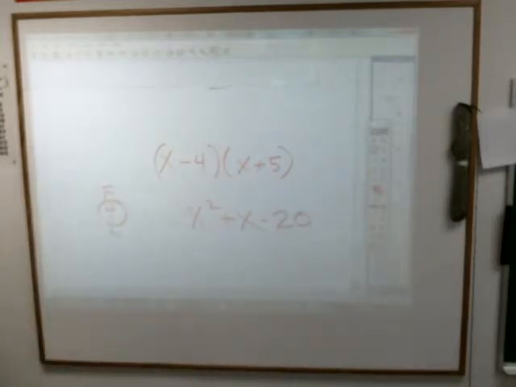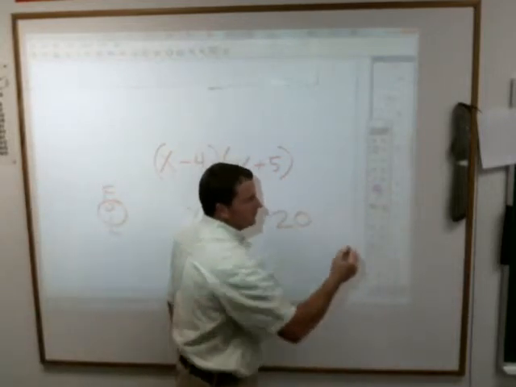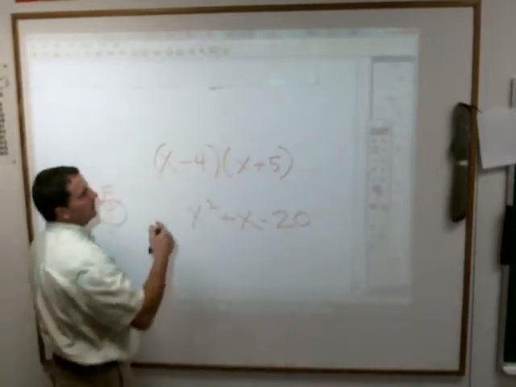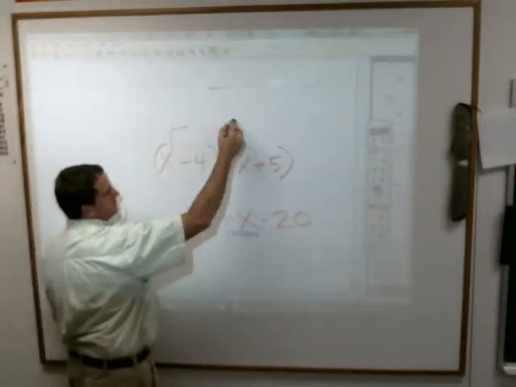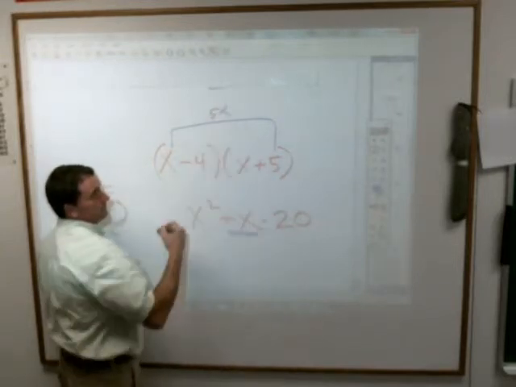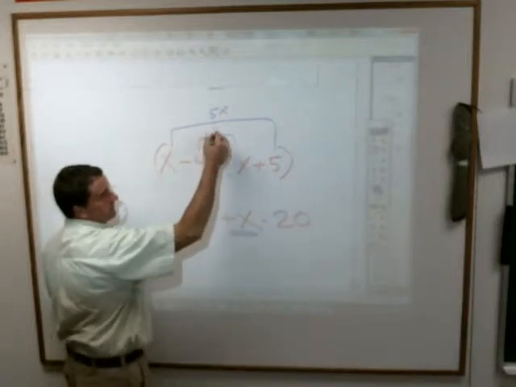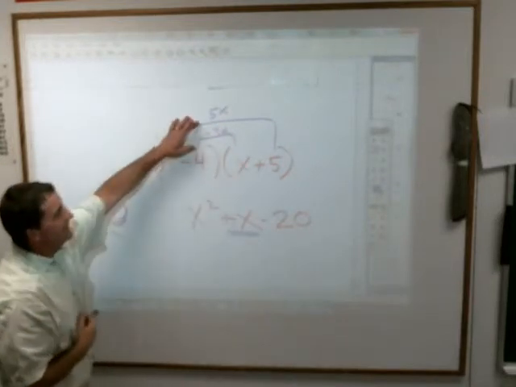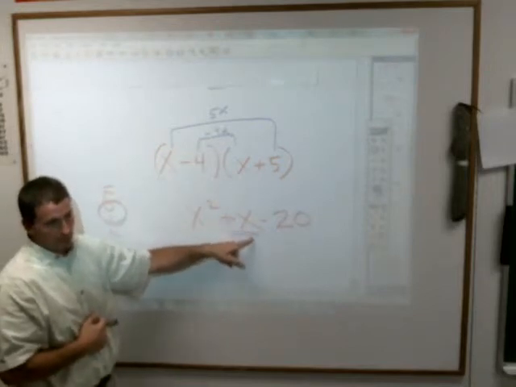Taylor? I understand how you got x squared and how you got minus 20, but how did you get the plus x? Alright, the plus x, that's always where people have trouble. The middle term comes from these two. The two outside times themselves, which is 5 times x. And the two inside, what's minus 4 times x? If you have 5 x's and you take 4 of them away, you're left with 1x.